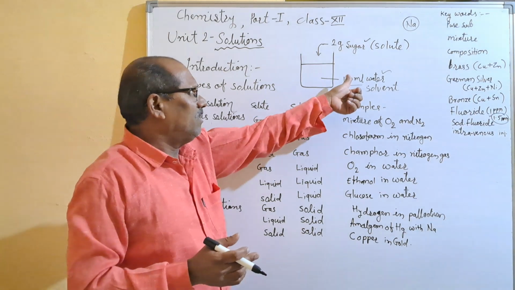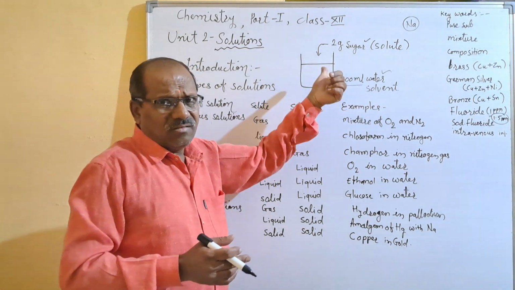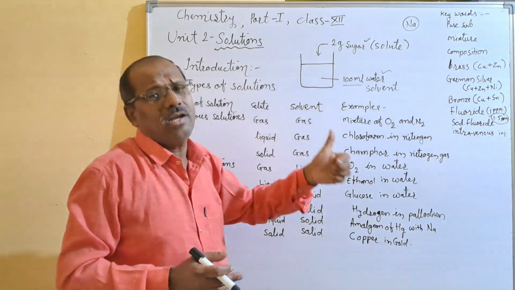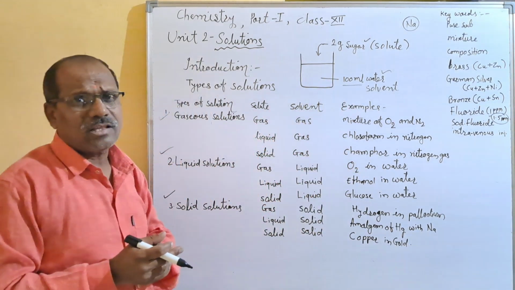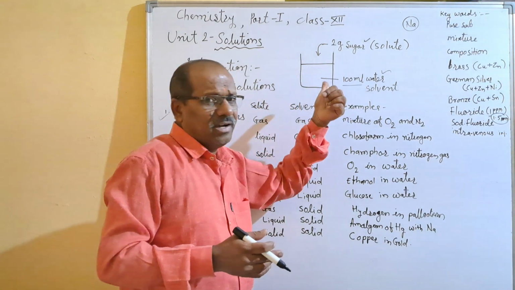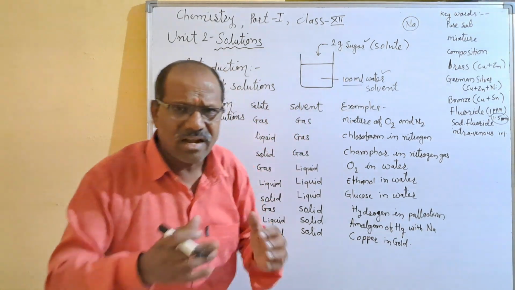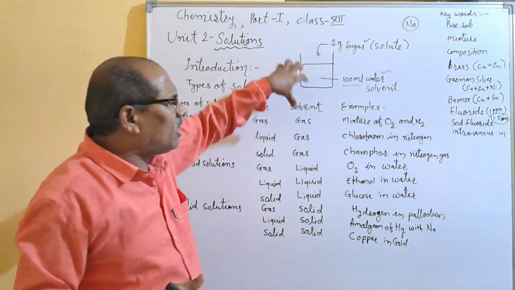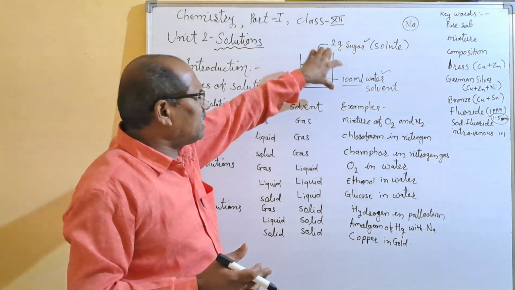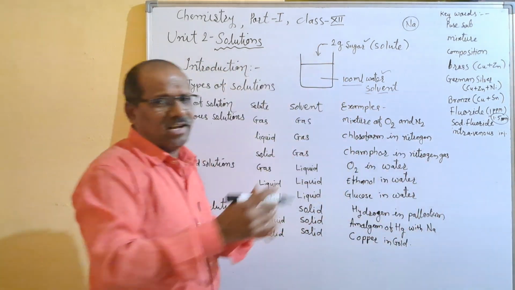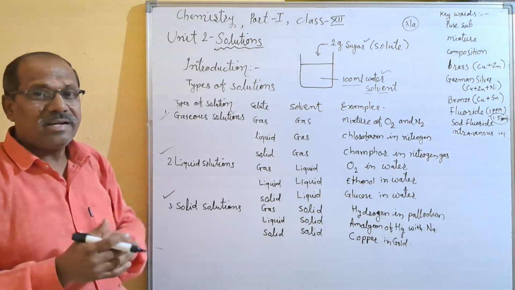If the physical state of the solvent is solid, then we say these are solid solutions. If the physical state of the solvent is gas, then we say these are gaseous solutions. Once again I am repeating, the state of the solvent, that is the substance in a larger quantity, decides the type of solution.